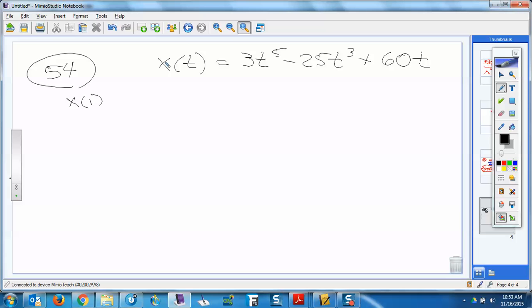Speed or velocity? Velocity, actually, because speed's always positive. So I need to know the velocity. Positive velocity, which way am I going? Come on, we did this with Bismarck, right? Positive velocity, which way am I going?